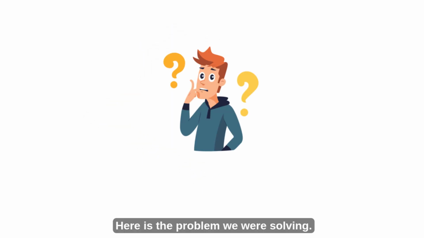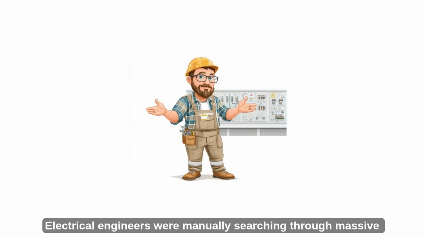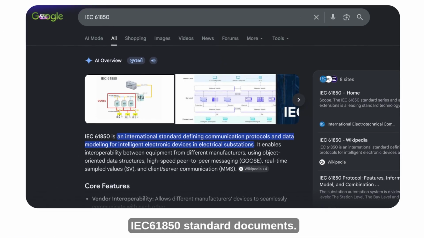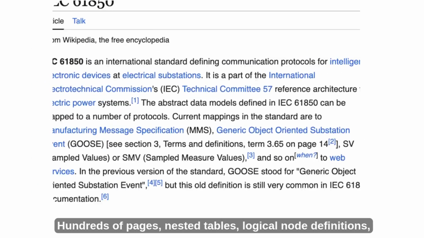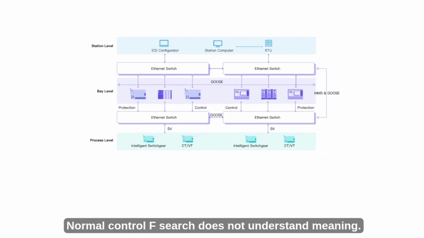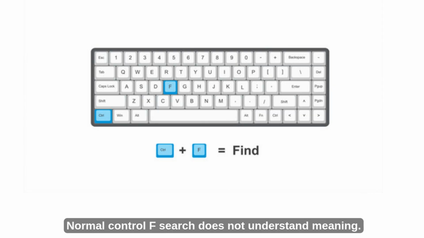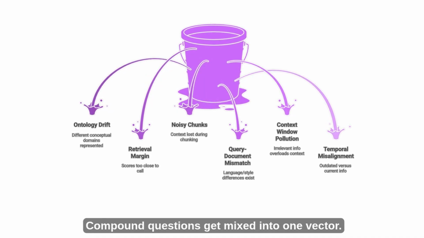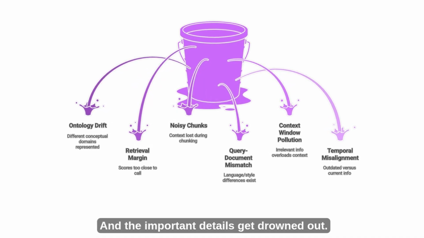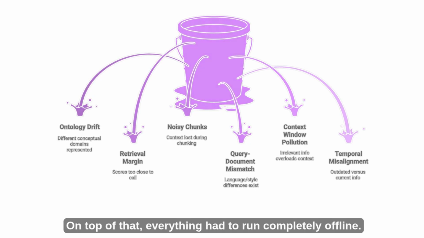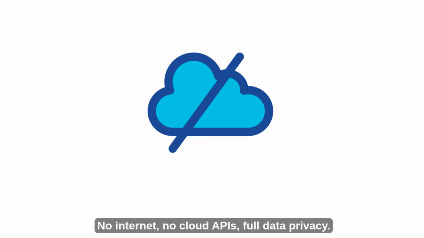Here is the problem we were solving. Electrical engineers were manually searching through massive IEC 61850 standard documents. Hundreds of pages, nested tables, logical node definitions, data attributes. Normal Control-F search does not understand meaning. And standard RAG systems break down too. Compound questions get mixed into one vector, and the important details get drowned out. On top of that, everything had to run completely offline. No internet, no cloud APIs, full data privacy.